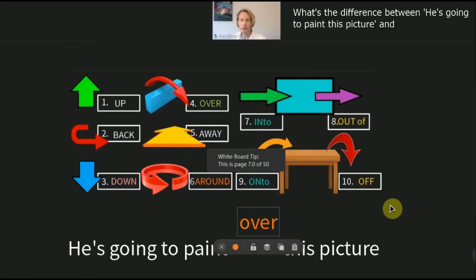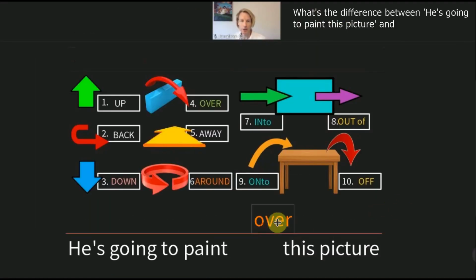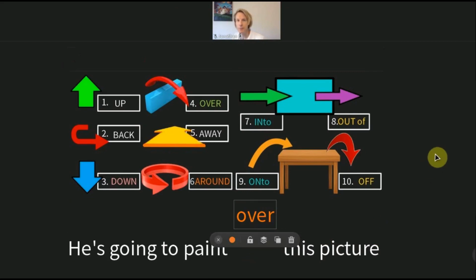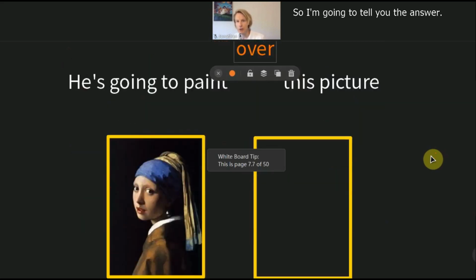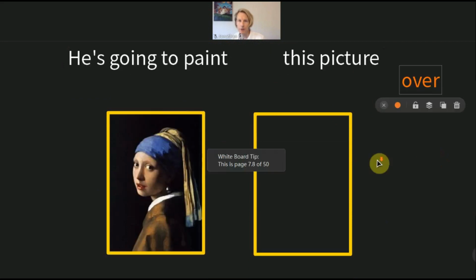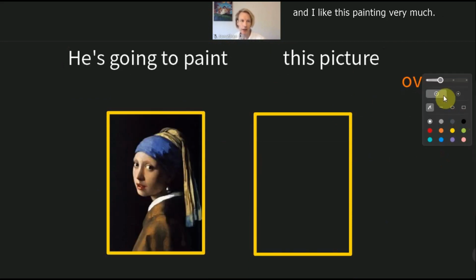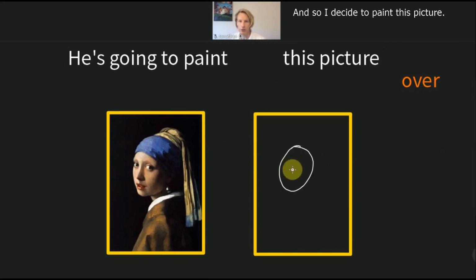What's the difference between he's going to paint this picture and he's going to paint over this picture? Okay, you've had time to think about it, so I'm going to tell you the answer. He's going to paint this picture. Here I have the girl with the pearl earring, and I like this painting very much, and so I decide to paint this picture. Okay, and here we go. I paint this picture. Very easy.